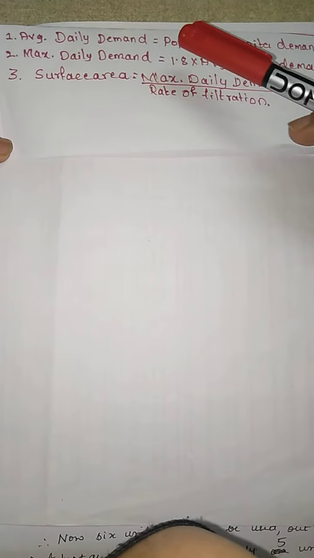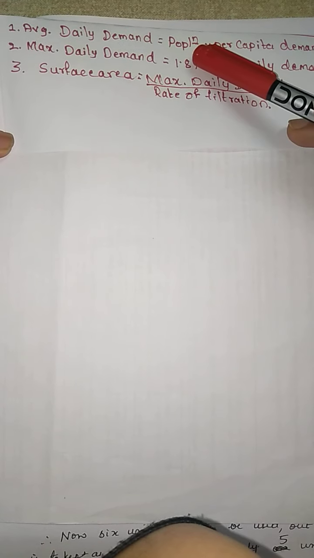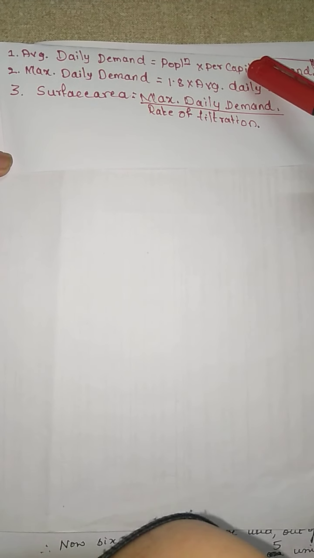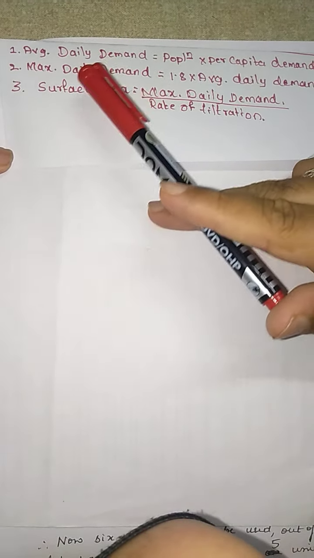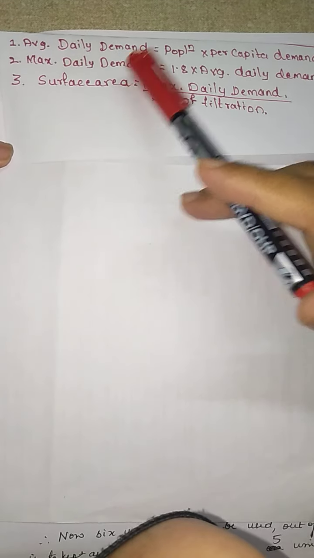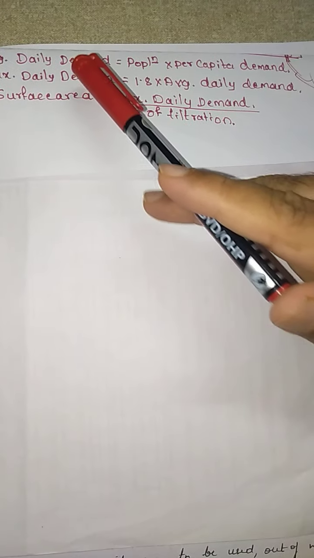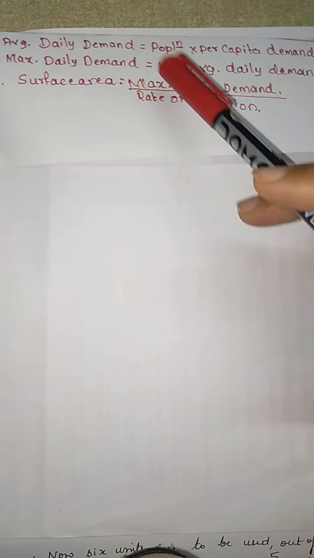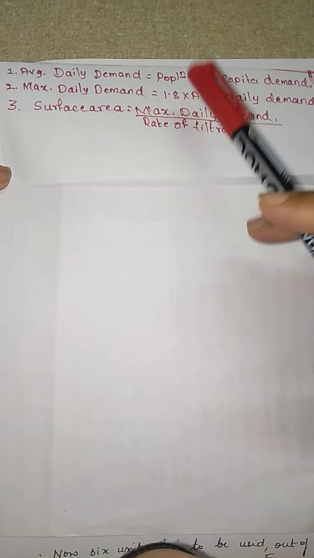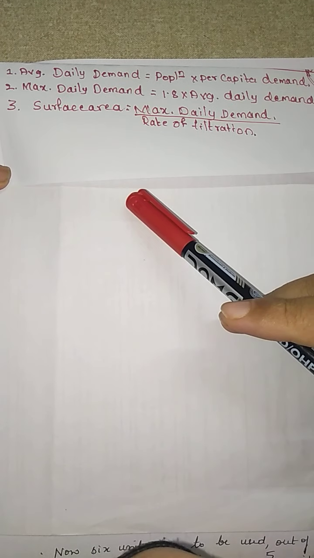The first formula is average daily demand, which is equal to the population, which will be given to you, times the per capita demand, that is, per person how much water he requires per day. This will be given to you, and then you can find the average daily demand. Then the maximum daily demand will be 1.8 times the average daily demand. The maximum demand will be 1.8 times greater than the average daily demand.